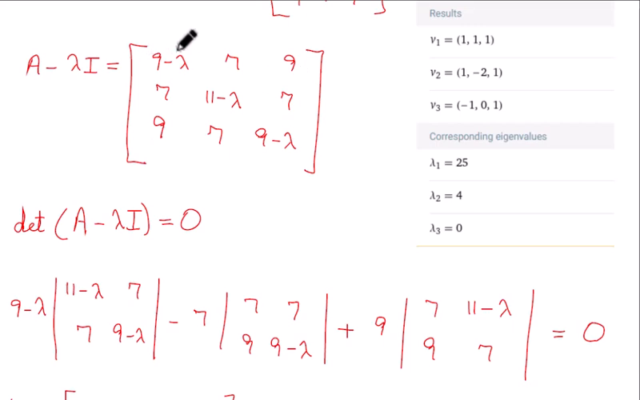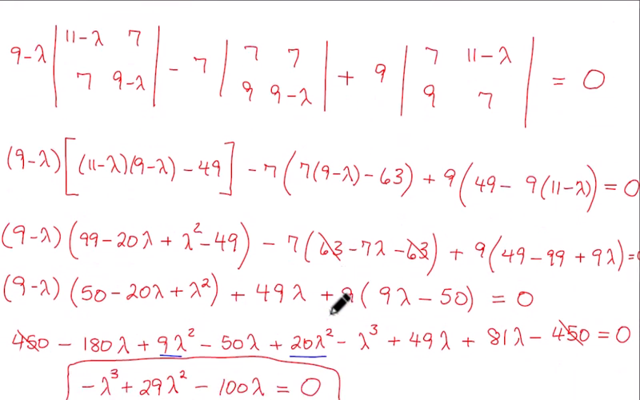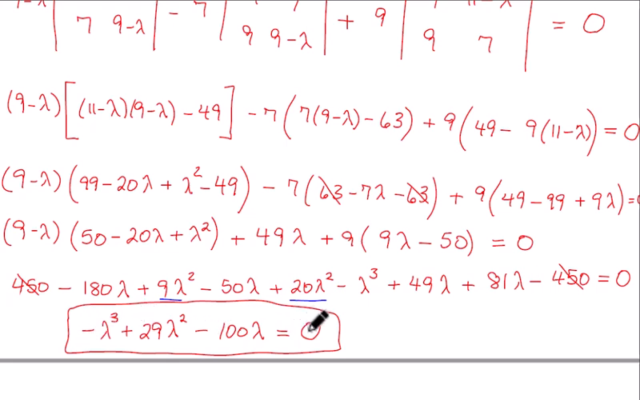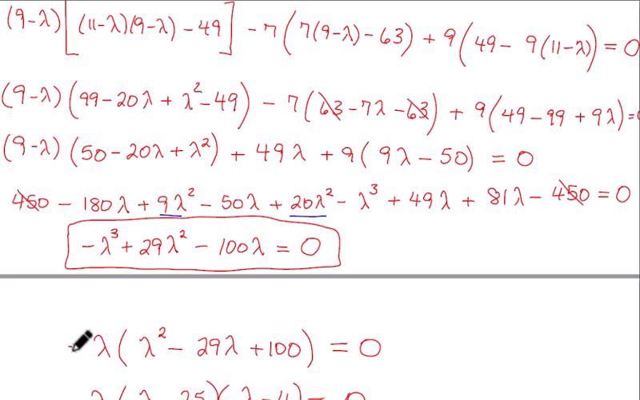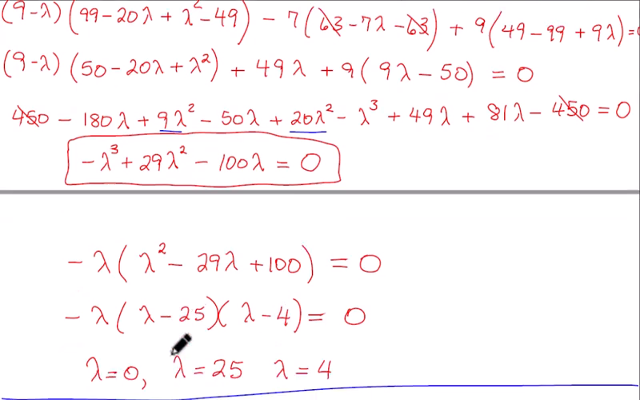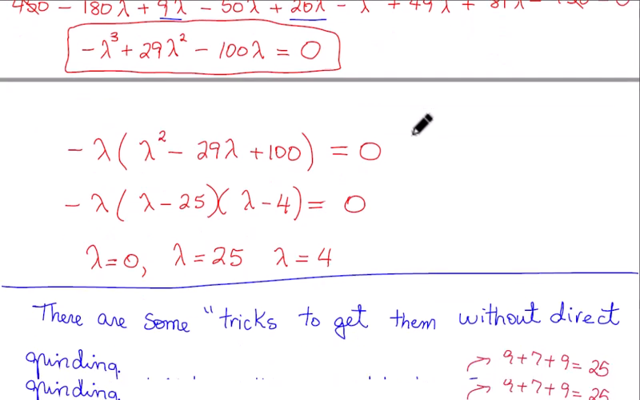So the signs would be plus, minus, plus. With a lot of grinding, collecting up like terms, we finally get to this item. I can factor out a minus lambda. Turns out that what's left is factorable, and I find out that my eigenvalues are 0, 25, and 4. But again, a lot of grinding behind the scenes.